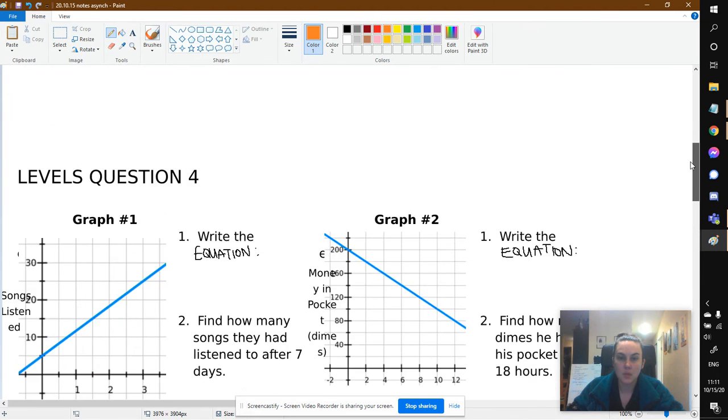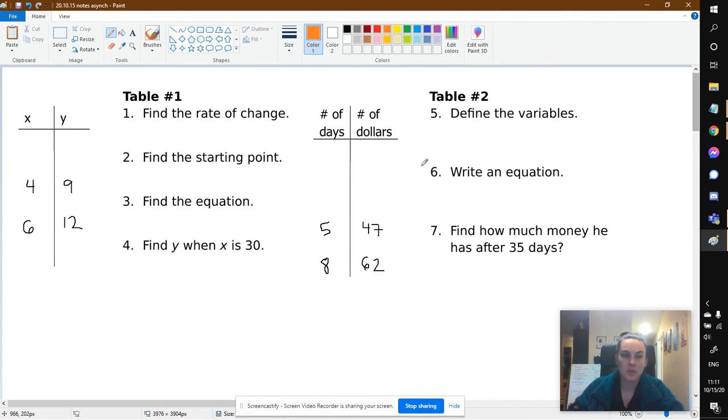Okay, the next ones I want to talk to you about are the levels 3 question. I think it's 3. We'll see. But we've got 2 tables, and we've got some questions for each table. The tables you're working with have different numbers. I was going to show you with my numbers so that we can get an idea and get an example of how things go, and then you can try it by yourself.